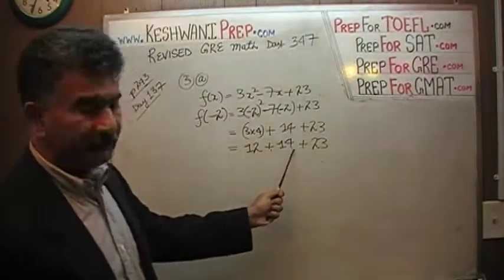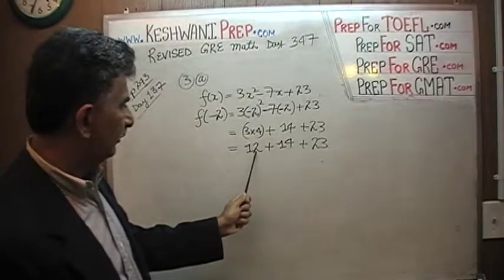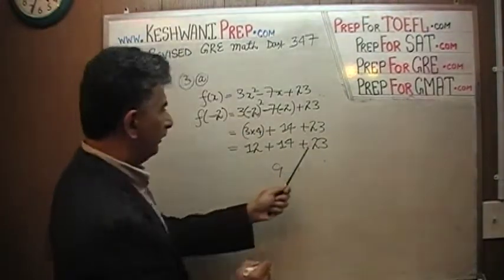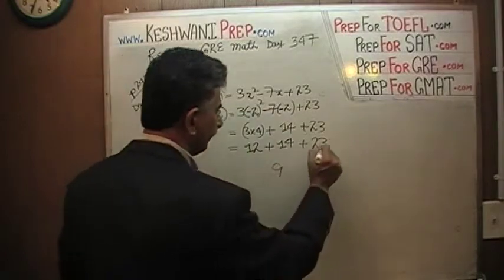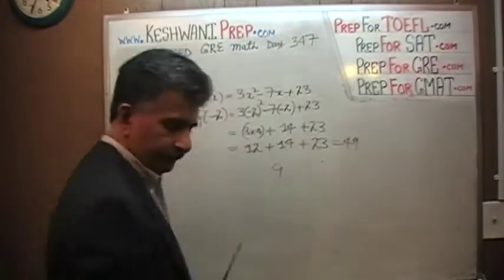12 plus 14 is 26, and 26 plus 23 is 49. Let's do the next one.